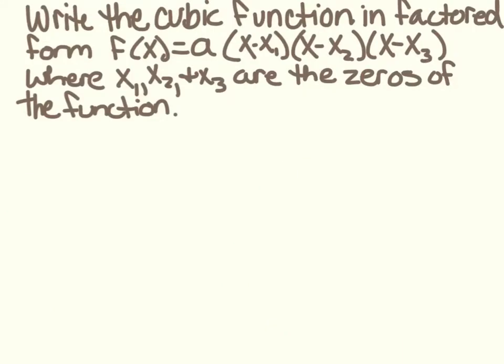All right, one more example. Write the cubic function in factored form. And factored form looks like f of x equals, we're going to have some a, and then we've got 3 factors because it's cubic, x minus x1, x minus x2, and x minus x3, where x1, x2, and x3 are our zeros of the function. Just like when we did quadratics, only those we had 2 factors, now we've got 3 factors.